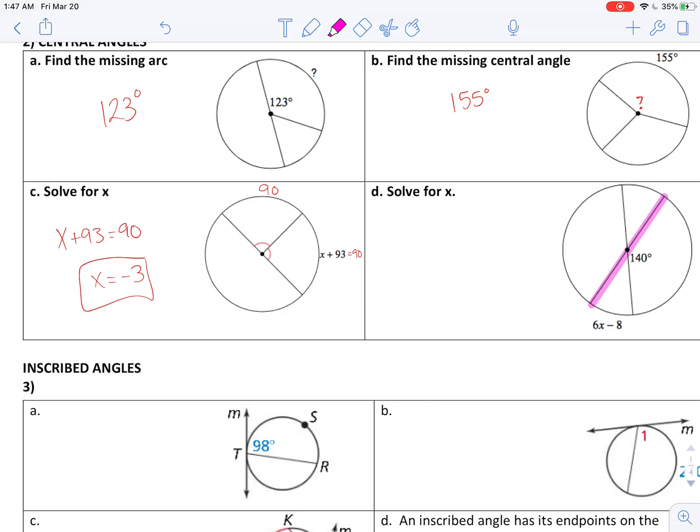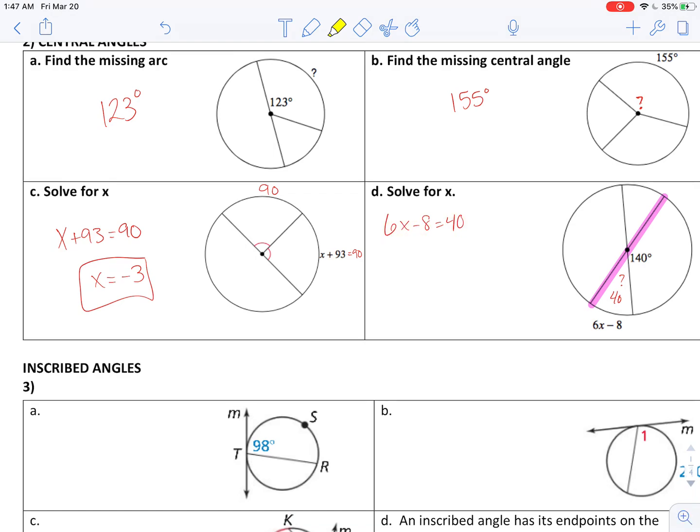2D. So here we notice again, that's 180. And if I've got 140 here, what's that missing part that is supplementary to 140? Well, that must be 40. So 6x minus 8 equals 40.